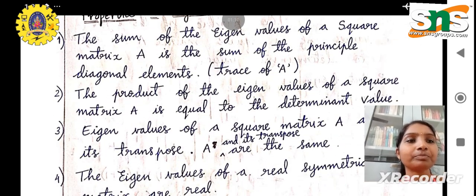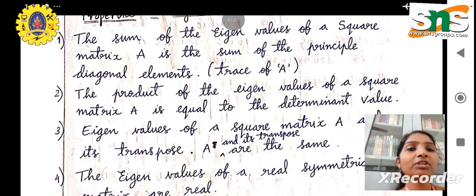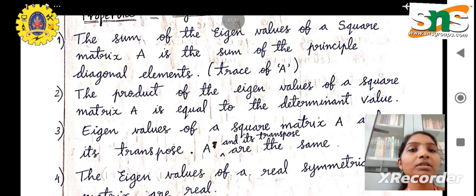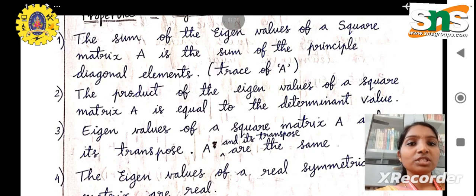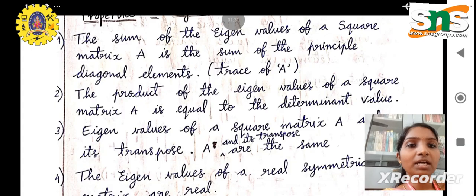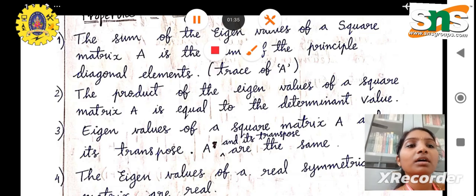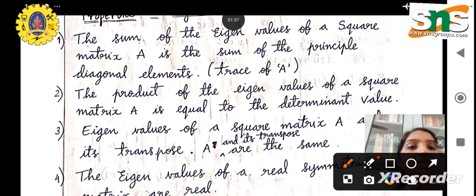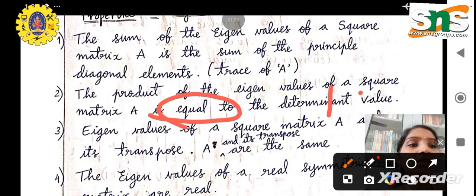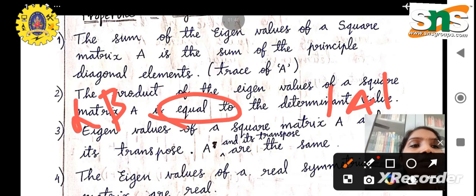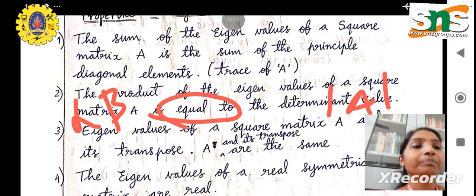The second property: the product of eigenvalues of a square matrix is equal to the determinant value. So if the characteristic equation of a square matrix is found and the eigenvalues are found, then the product of eigenvalues of the square matrix is equal to the determinant value of the given matrix. So the product of eigenvalues, let us say alpha and beta, alpha into beta will be equal to determinant of A.